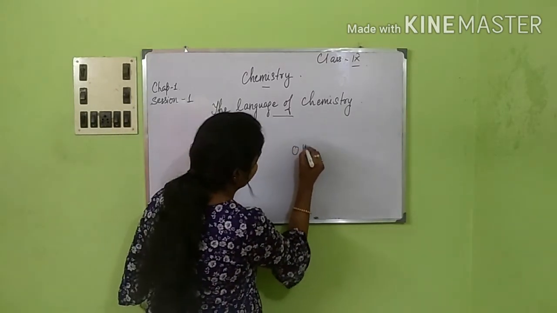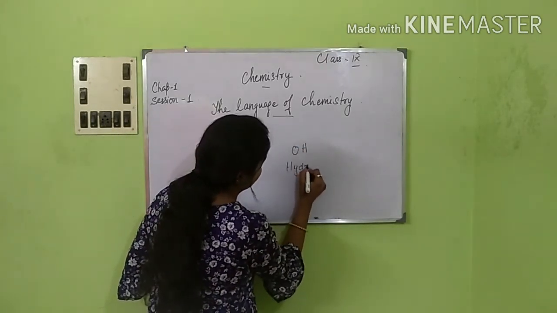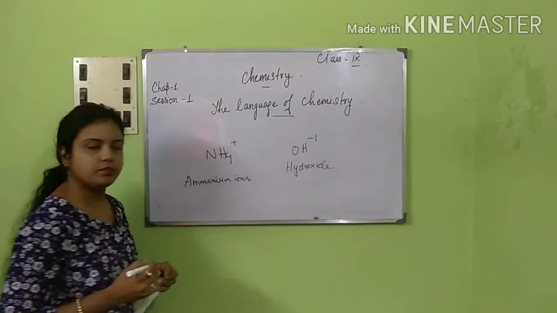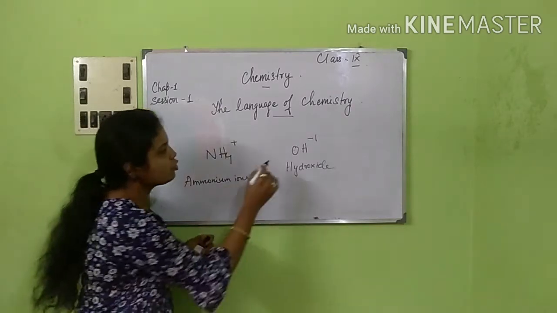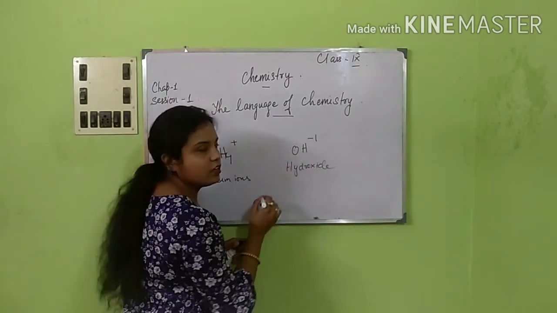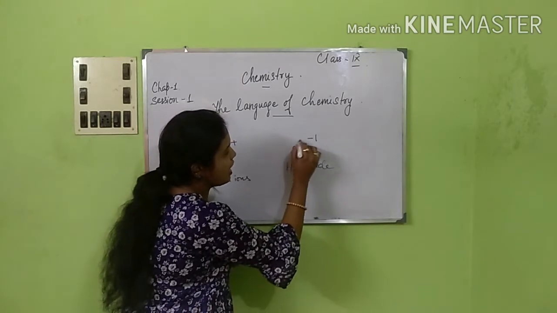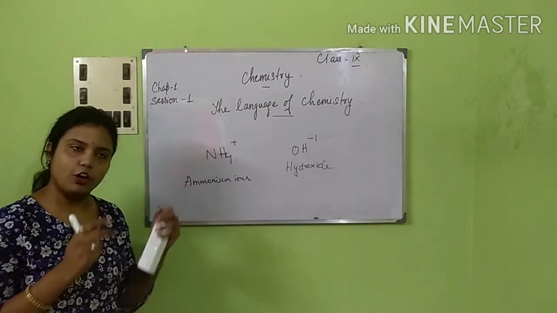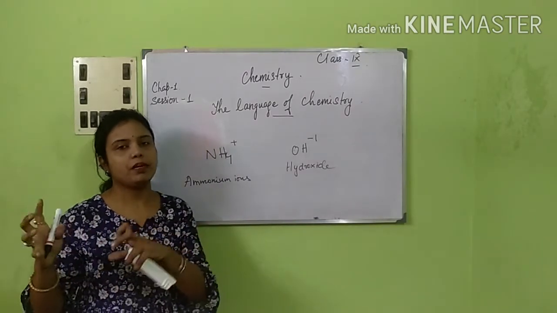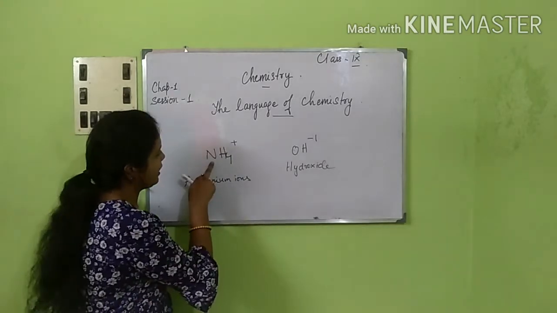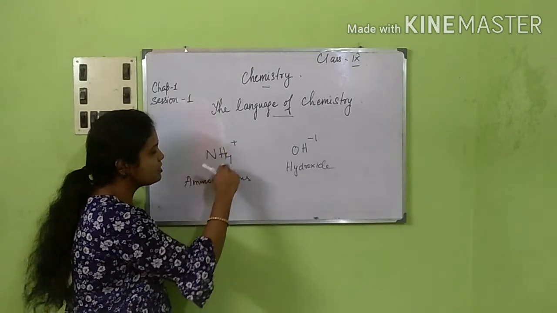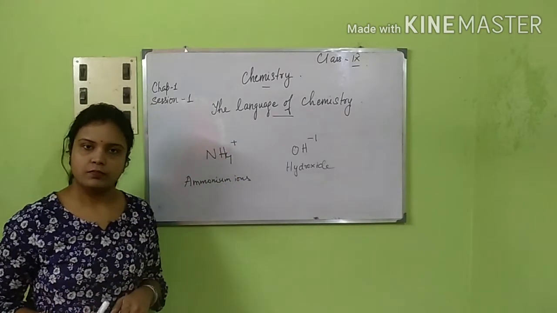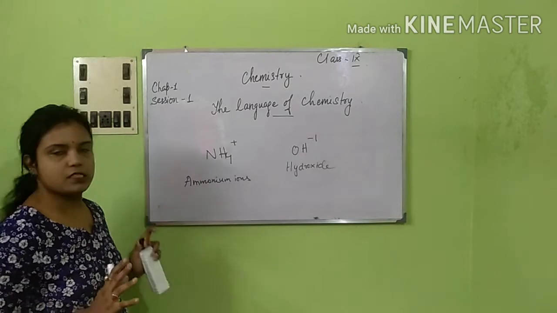Again, OH, this is the name given as hydroxide. This is 1 minus, OH minus 1. So this is a group of atoms. See, oxygen is there, hydrogen is there, and these two both together are showing a charge of minus 1. So this is what a radical is: a group of atoms of an element showing a particular valency. Here nitrogen is there, hydrogen is there. This group of atoms is showing a valency of +1, positive valency. I hope I'm very clear with this part.